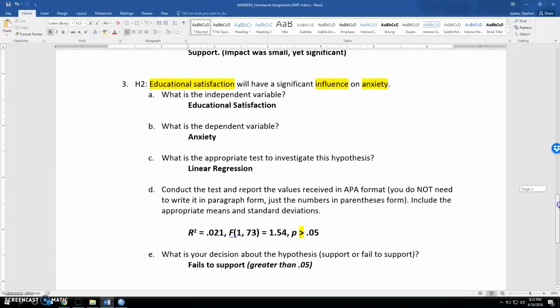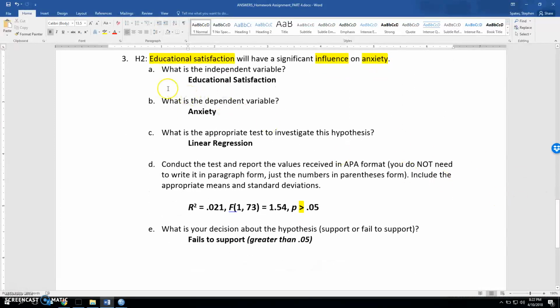Now we're going to do this again with another hypothesis, and this brings us to question 3. Question 3 gives us our second hypothesis, which states educational satisfaction will have a significant influence on anxiety. And so when we're using this one, again, influence becomes that keyword on our cheat sheet, pointing us in the direction of a regression once again.